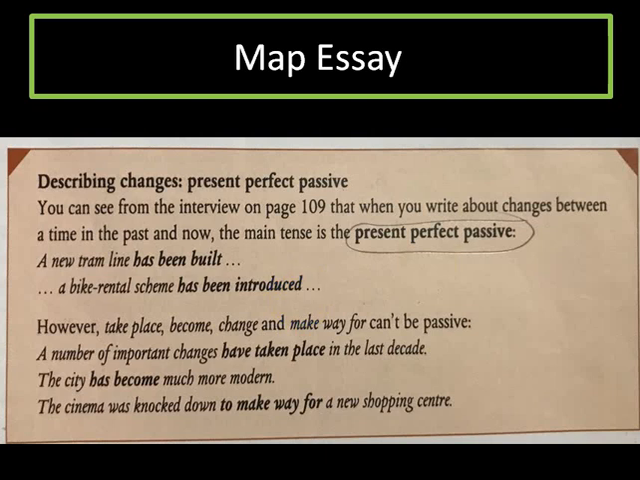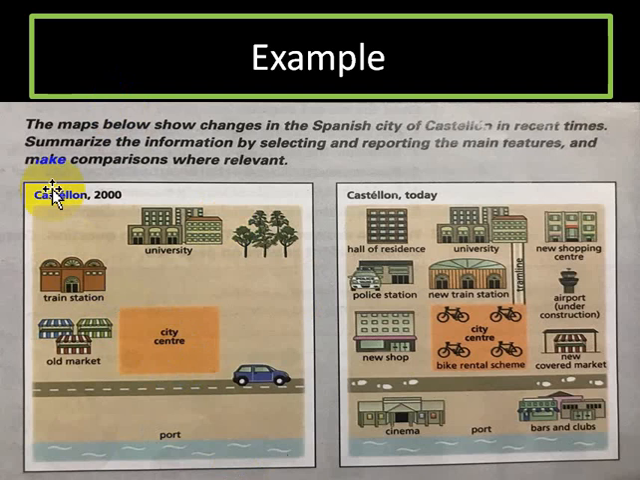For instance, I'm going to give you this picture. The maps below show changes in the Spanish city of Castellon in recent times. Summarize the information by selecting and reporting the main features. So in the introduction, you write what? These 2 maps illustrate the changes that have been made to the same city from 2000 until nowadays. You can also say that some of the city milestones or areas have stayed the same, but others have been changed.